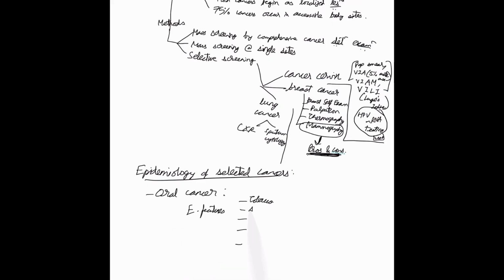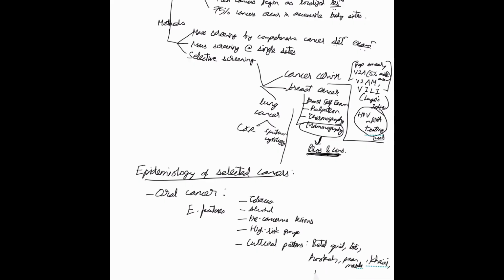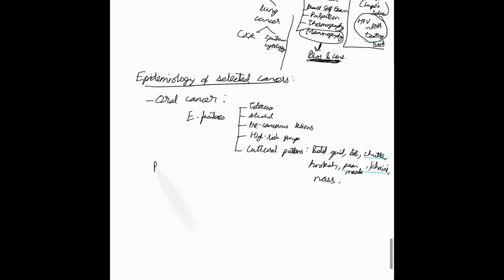The textbook then goes on to describe the epidemiology of selected cancers, like oral cancer. What are the epidemiological factors? Tobacco, alcohol, precancerous lesions, high-risk groups, and cultural patterns, like chewing betel quid, bidi, chutta, hookah, pan masala, khaini, and nas. Nas is smoked in Russia. And for prevention, we have primary and secondary prevention for the same.